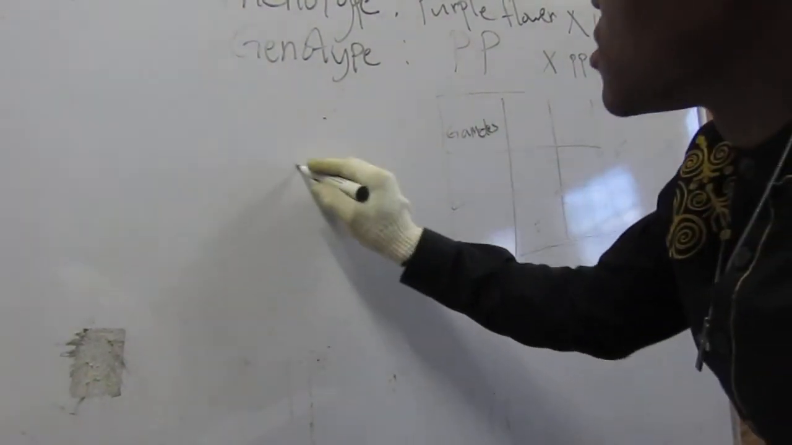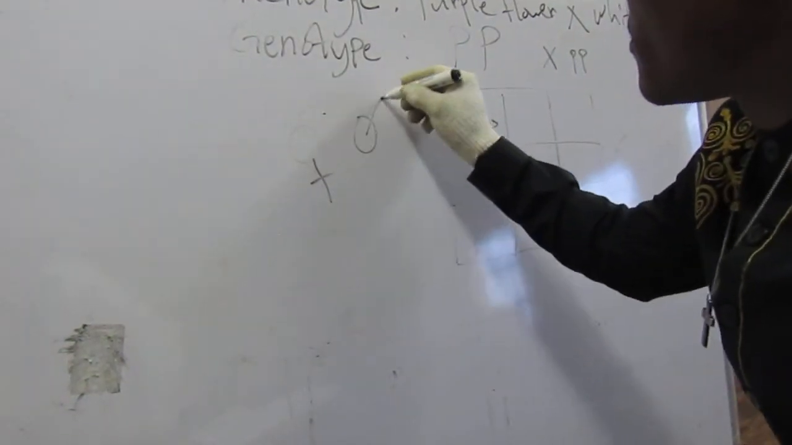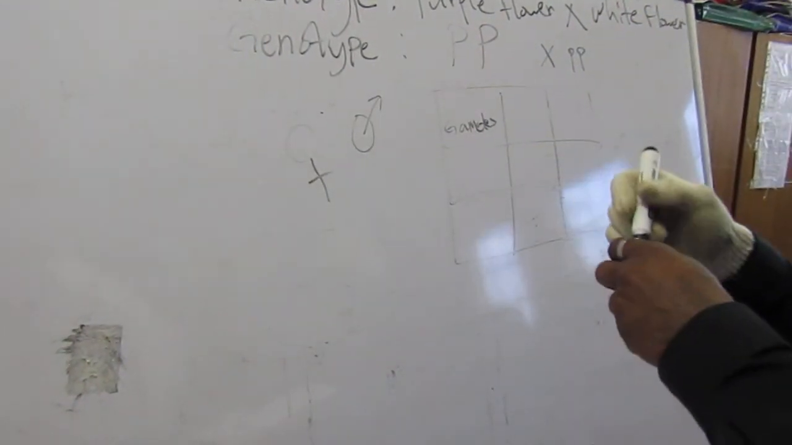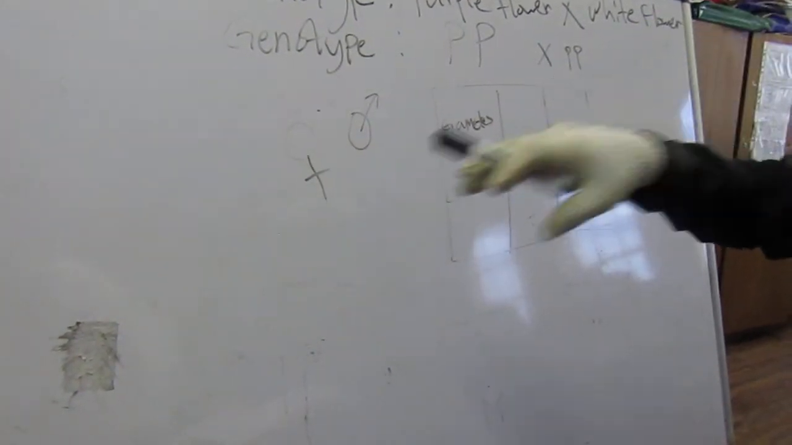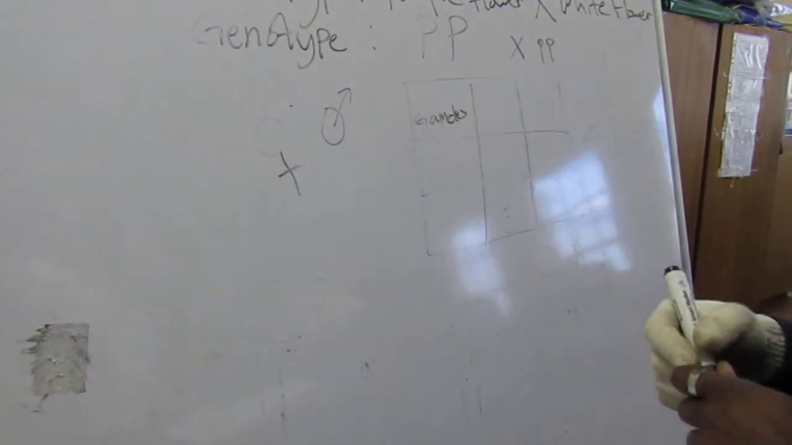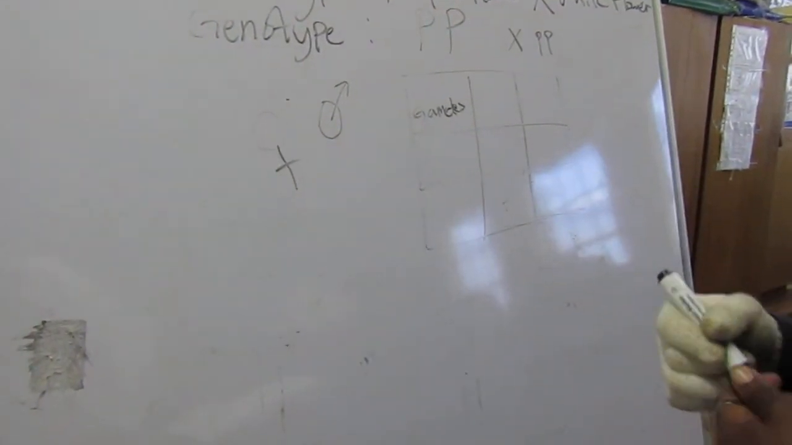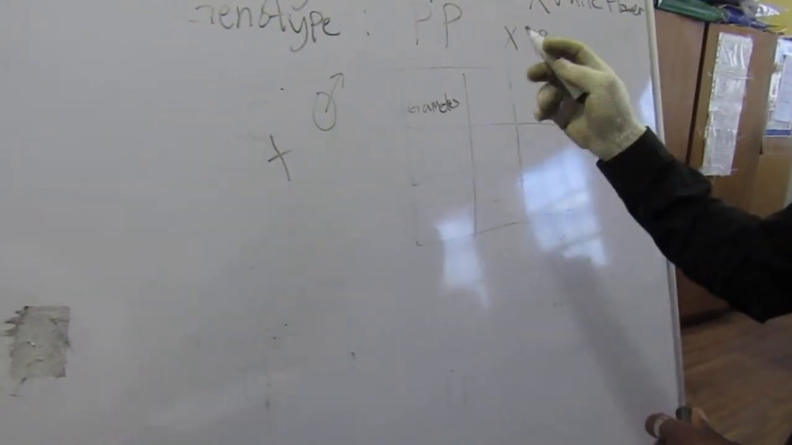These are symbols. This symbol is for a female and this one is for a male. The better way is to write gametes, because once you misplace these symbols, your punnett square is going to be wrong. So you better write gametes.